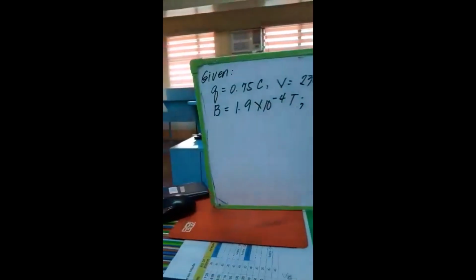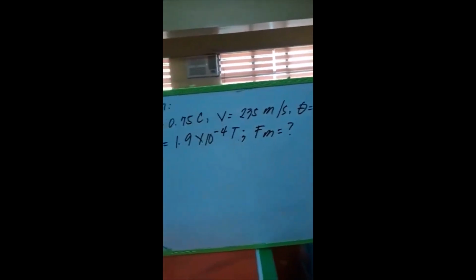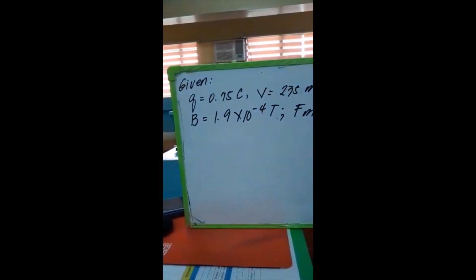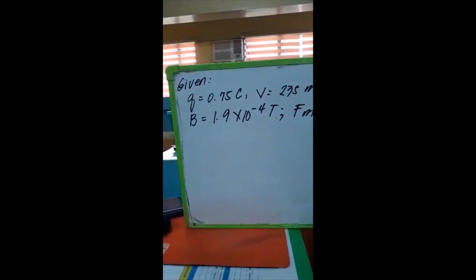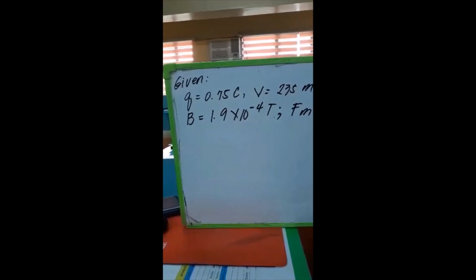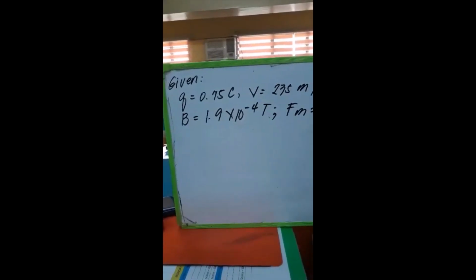So ito po yung given natin. Ulitin ko, we have electric charge which is 0.75 coulomb. We have velocity which is 235 meters per second. We have angle which is 90 degrees. And we have our magnetic field which is 1.9 times 10 raised to negative 4 Tesla. At ang hinahanap po is magnetic force.